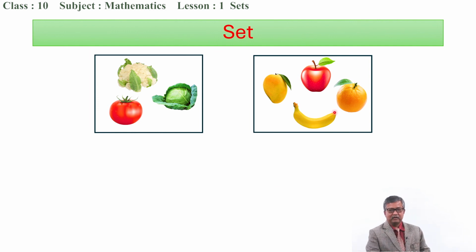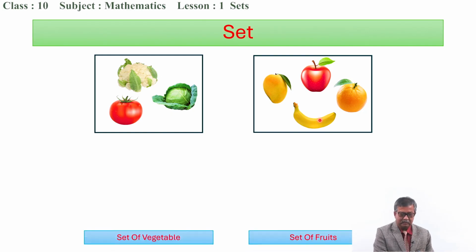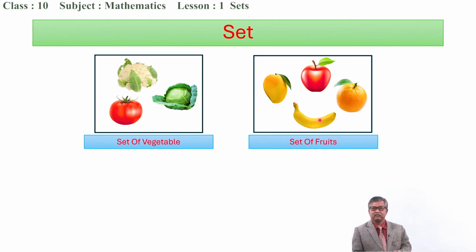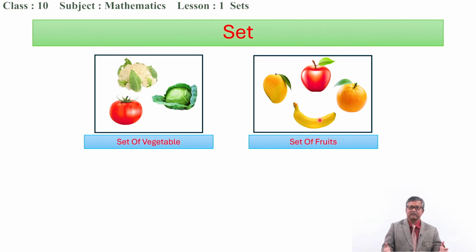Yes. So now here we have to make 2 sets, where one set is vegetables and the other set is fruits. So the first set is the set of vegetables and the second set is the set of fruits. So from the collection of objects we have to make the 2 sets.